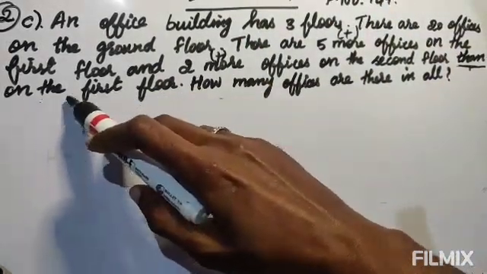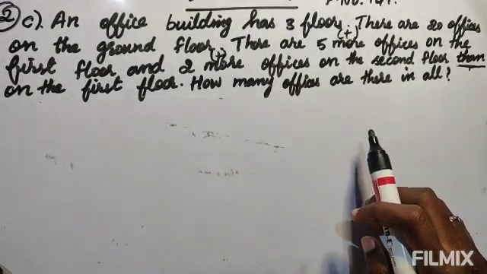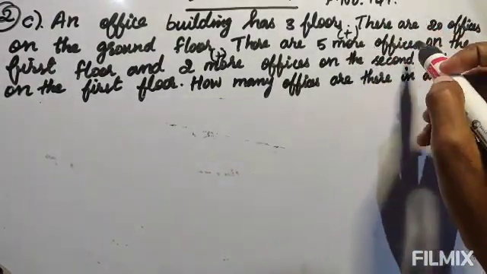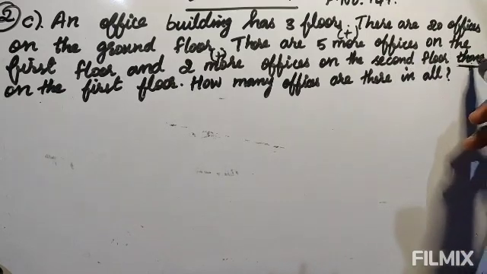Okay, so what is given, it is "than the first floor". So on the first floor, how many are there? With that you have to add this 2.